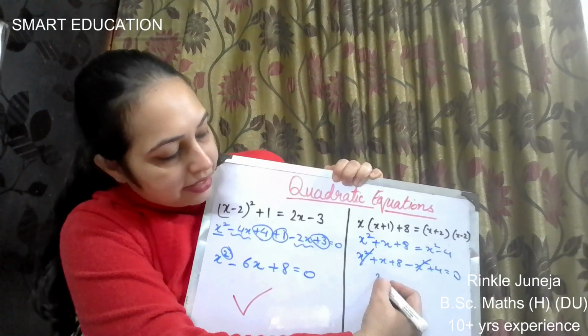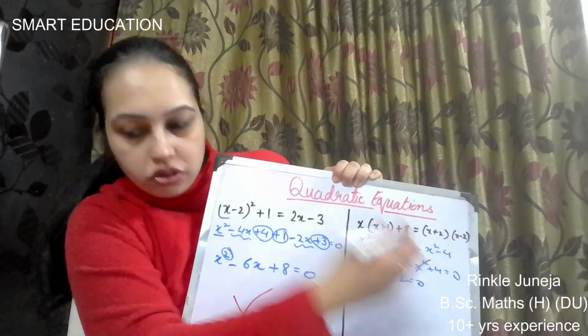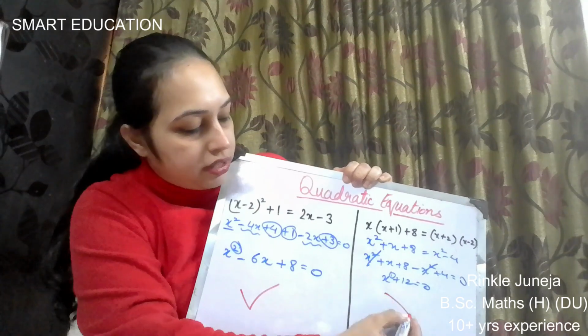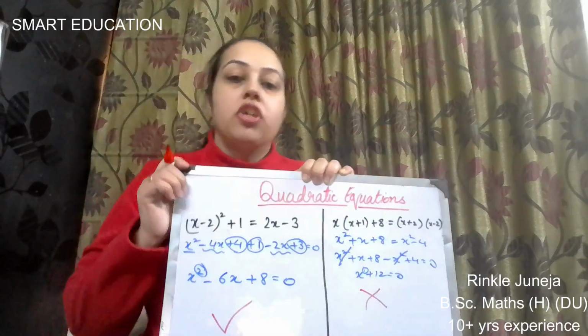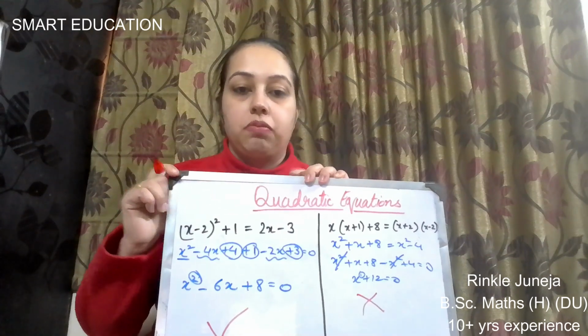We are left with x plus 12. Here the degree is 1. So we say that this is not a quadratic equation. So please remember, for an equation to be quadratic, the degree of the equation should be 2.